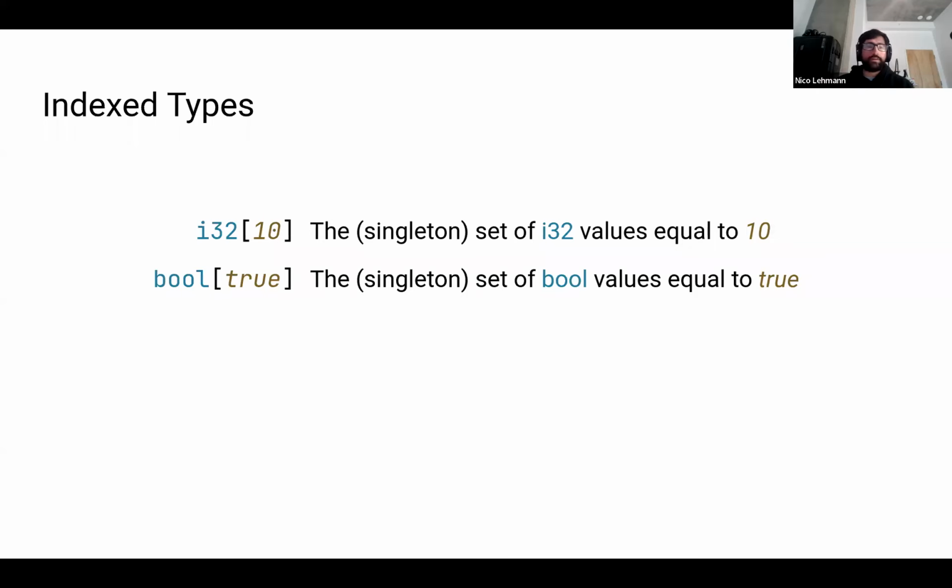As an example, we have an i32 indexed by 10, which intuitively corresponds to the singleton set of i32 values that are equal to 10, or the bool indexed by true, which is the singleton set of Boolean values equal to true. I think an initial intuition for this is to think of index types as singleton sets, but we'll see later that you can use indices for some other things, so they're not always singletons.